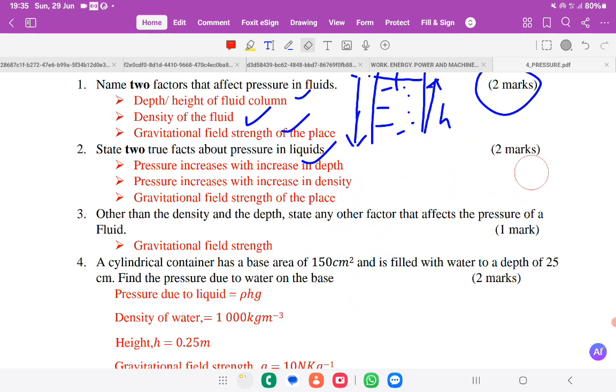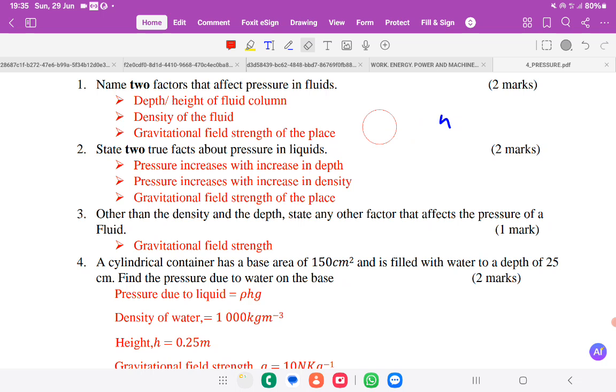Don't hesitate to ask questions if there are any. Number 3, other than the density and depth of a liquid, state any other factor that affects pressure of the fluid. We have already mentioned that apart from depth and density, the third one is gravitational field strength, the value of g, which on Earth is taken to be 10 newtons per kilogram. This is also a factor that affects liquid pressure.